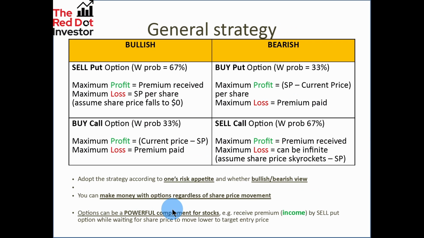So this is the general strategy of what we should do. The left side is the bullish scenario, the right side is the bearish scenario. So we've just explained if we are bullish about the share price, what we can do is to sell a put option. And to do this selling, the win probability is actually 67%. Why is it 67%? Because 2 out of the 3 scenarios that we explained earlier, we actually make a profit out of it. What is the maximum profit?